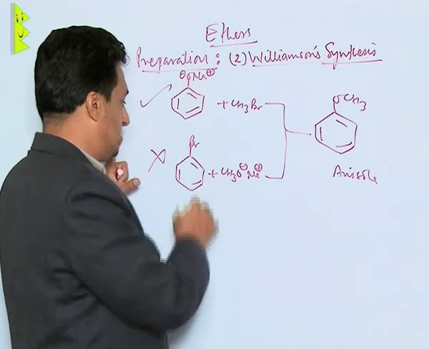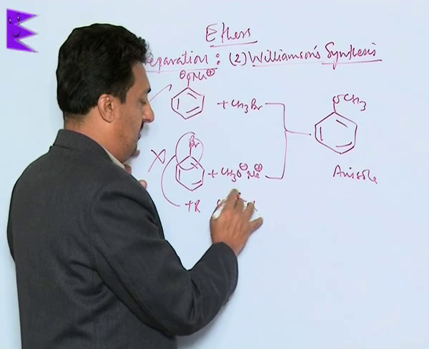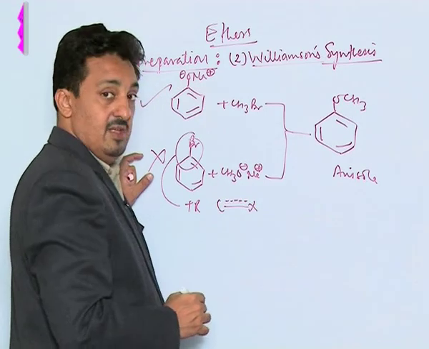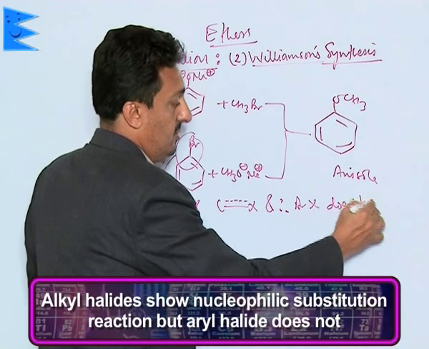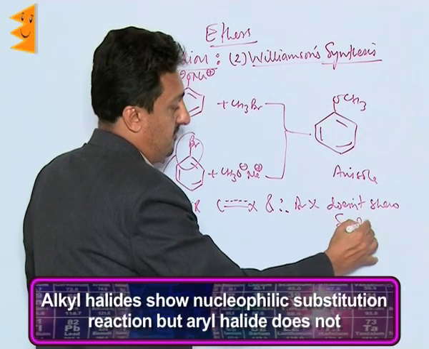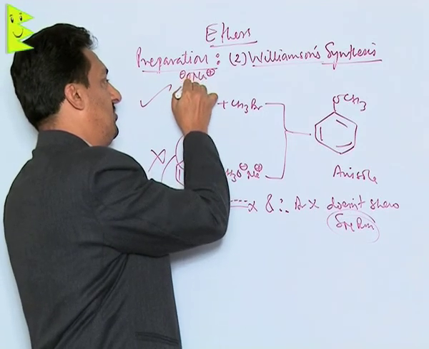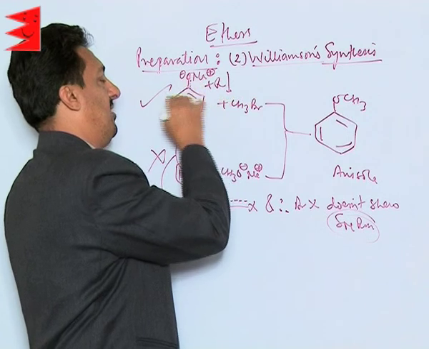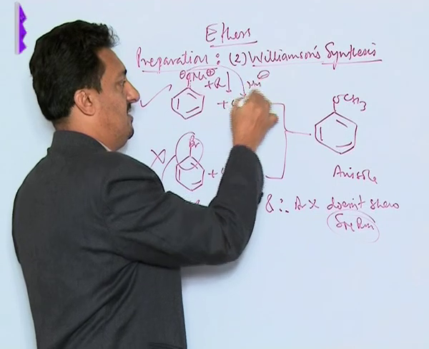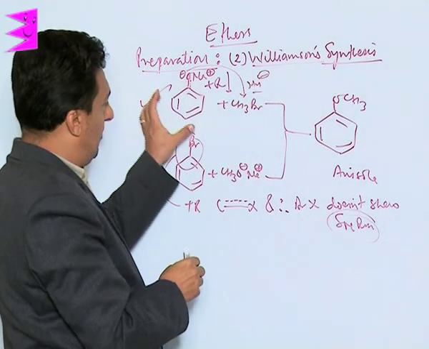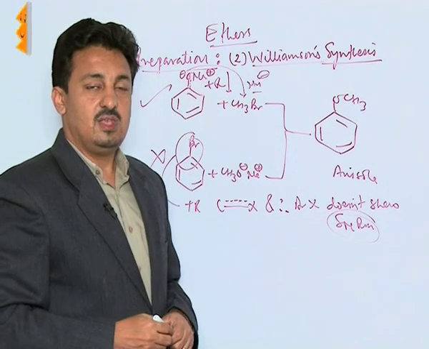Why? You need to remember that aryl halides, due to their plus R effect, have a C-X partial double bond. And we know that therefore aryl halides don't show nucleophilic substitution reactions. Moreover, this phenoxide, due to plus R, has partial double bond character. Oxygen is the one which will act as a nucleophile and attack on this. And again, you have to take the alcoholic part as big as possible and the alkyl halide part as small as possible, and that is how we can get even the aromatic ethers.